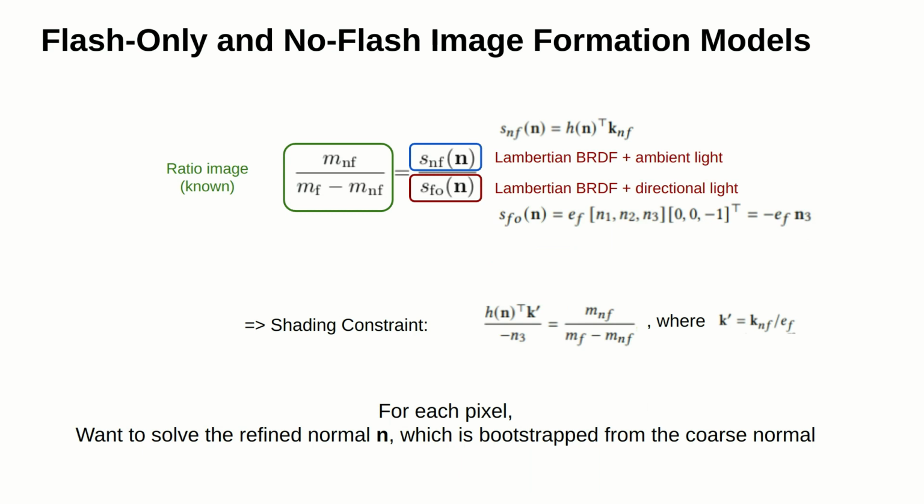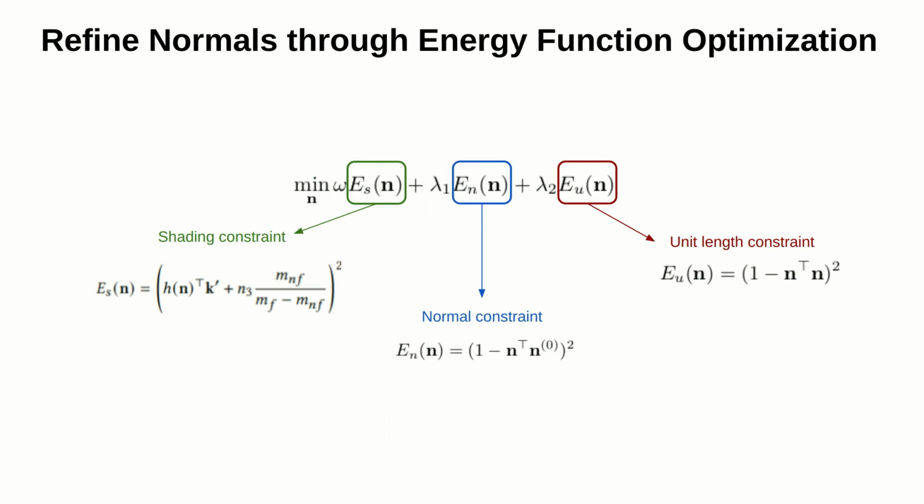In the no-flash image, light rays reach the surface patch from multiple directions, and the reflected light becomes the integral over all possible incident directions. This integral can be linearized using second-order spherical harmonics into the form shown in the numerator of the top equation. We can then rewrite this equation into the shading constraint on the normal vector n, as shown here. Then we optimize the energy function, which contains three terms: the shading constraint, the normal constraint, which says the refined normal needs to be close to the coarse normal, and the unit length constraint.